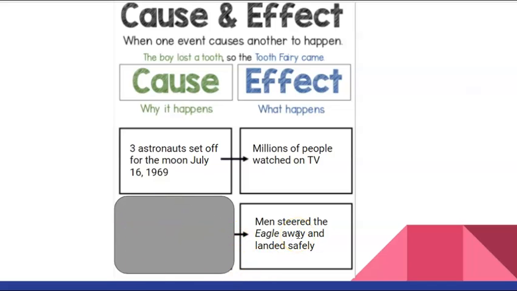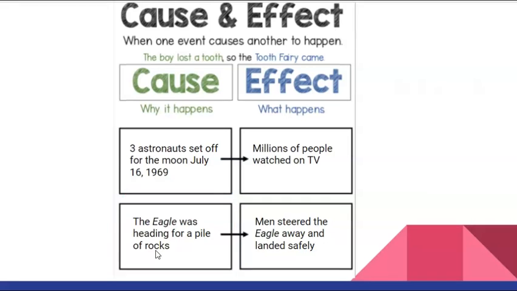Do you know? I think when we were reading the story, it said that they saw that the Eagle was going to hit a pile of rocks or boulders. And that made them steer away and land safely. I got it correct. It said the Eagle was heading for a pile of rocks. So the men steered the Eagle away and landed safely. Again, you could say it the other way. The men steered the Eagle away and landed safely because they saw that the Eagle was heading for a pile of rocks.